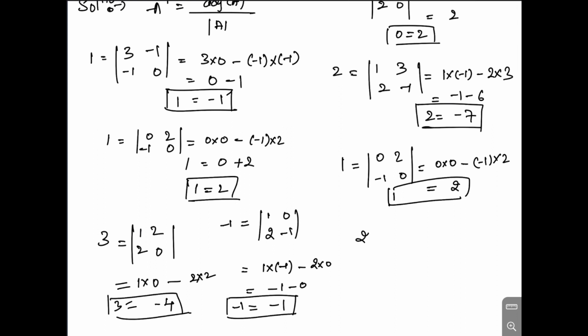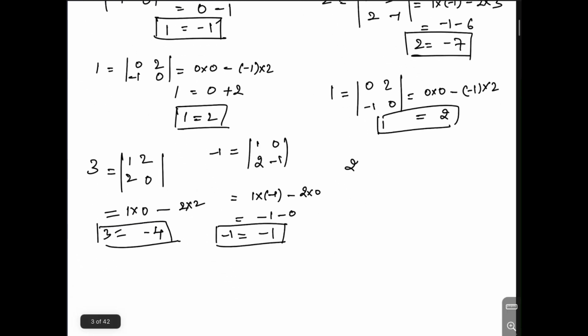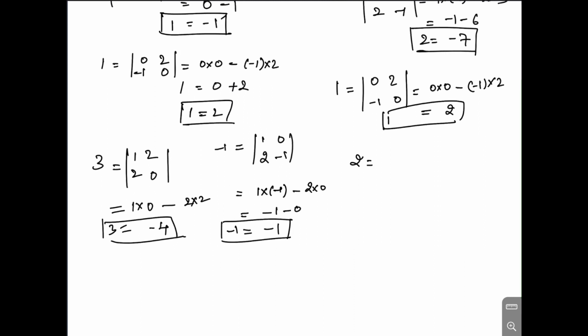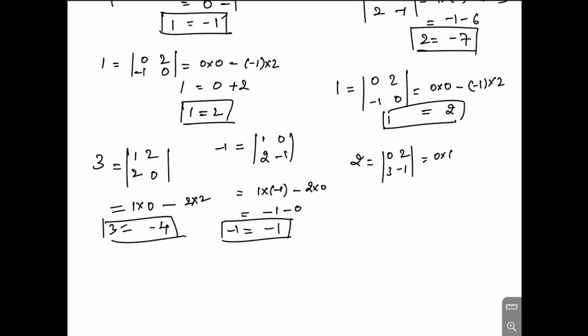So similarly the other 3 cofactors we need to find out: 2, minus 1, 0 as well. So here 2 equals 0 2 3 minus 1. So we'll get 0 into minus 1 minus 2 into 3, so we'll get 0 minus 6, which is nothing but minus 6. So the cofactor of 2 is minus 6.